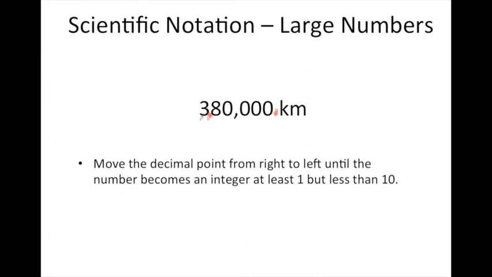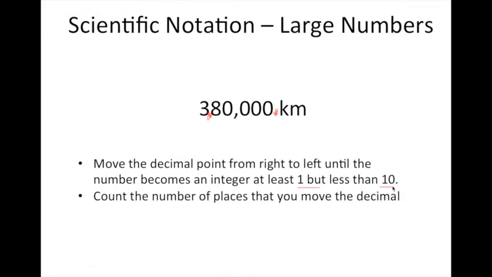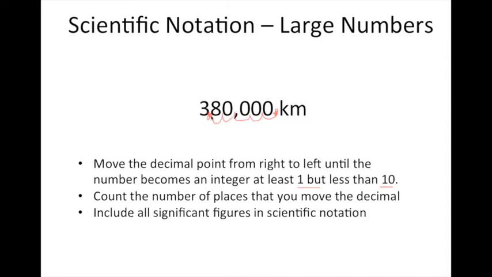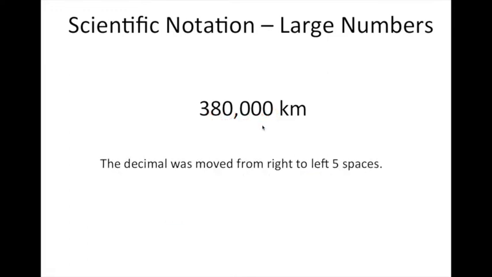So here we would move the decimal here to give us 3.8. That's a number at least 1 but less than 10. Next, count how many places you had to move the decimal point to get there. So we had to move the decimal point 1, 2, 3, 4, 5 spaces. And we want to include all significant figures in scientific notation. We'll talk more about significant figures a little bit later, but for now, let's include all the non-zero numbers. So we moved it 5 spaces to get to the 3.8.